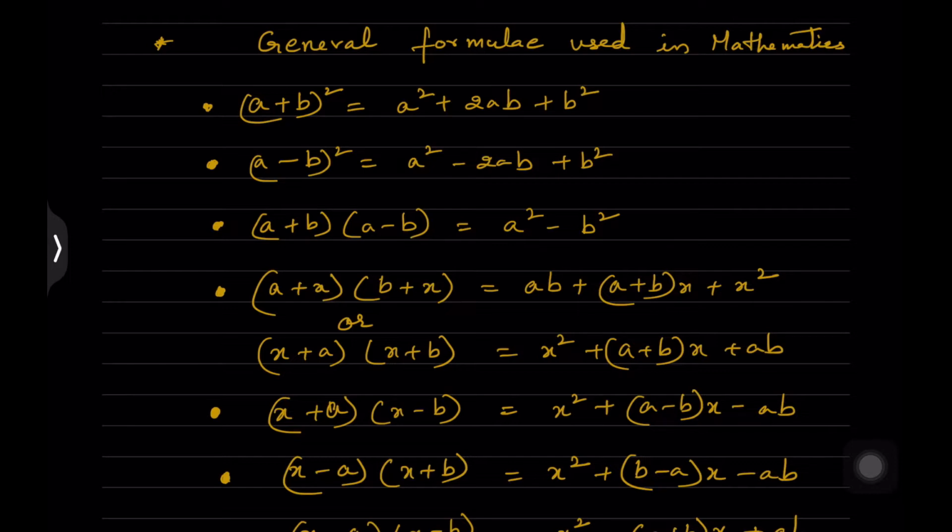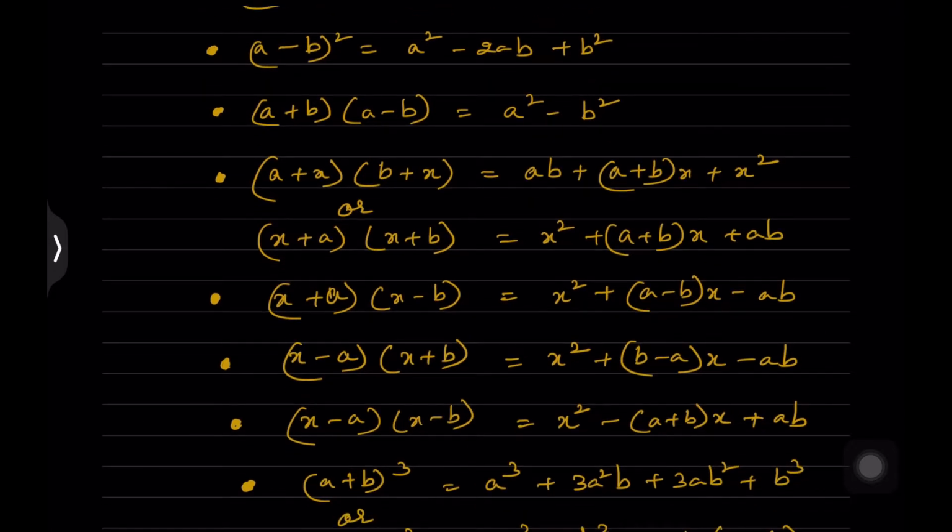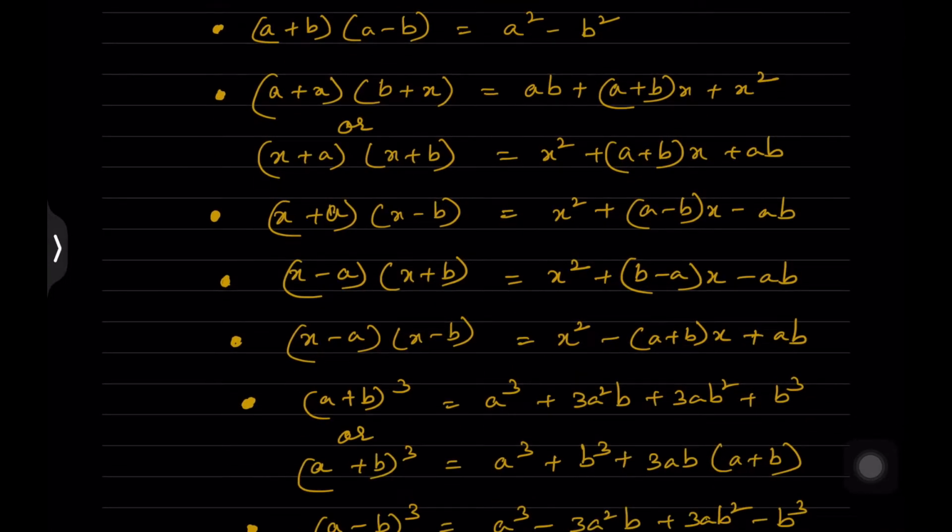(a plus x) into (b plus x) is equal to ab plus (a plus b) into x plus x square, or (x plus a) into (x plus b) is equal to x square plus (a plus b) into x plus ab. It's the same. Then we have (x plus a) into (x minus b) is equal to x square plus (a minus b) into x minus ab. (x minus a) into (x plus b) is equal to x square plus (b minus a) into x minus ab. (x minus a) into (x minus b) is equal to x square minus (a plus b) into x plus ab.